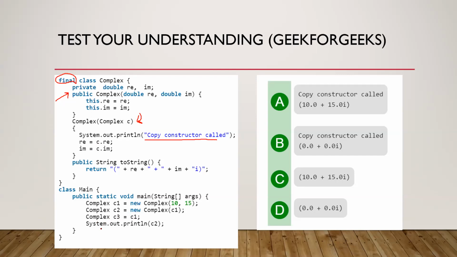And finally, when we are doing a System.out.println, this is also something very, very critical. You have to understand, when this println is called, then actually C2.toString is going to be called. Whenever you are calling the object by its name, there is a toString method in the Object class. And what you have done over here is you have defined your own toString, where you print the real part and the imaginary part with I concatenated. So that's why you are getting 10.0 + 15.0 I.